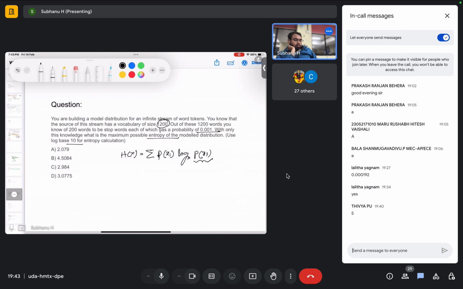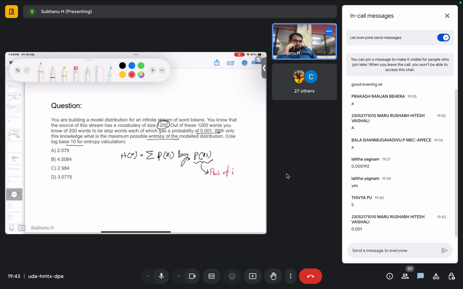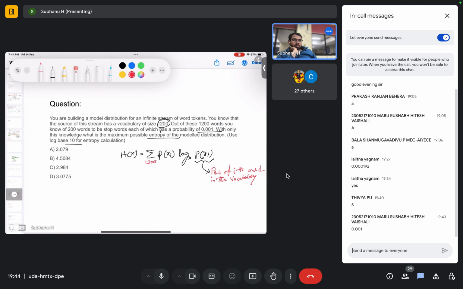So what is P(xi)? Can anyone write in the chat box what is P(xi)? No, this is not a correct answer. 0.001, yeah, and this is also not in the options. So I'm just asking what is P(xi)? P(xi) is the probability of the ith word in the vocabulary, and we sum over all 1200 words.